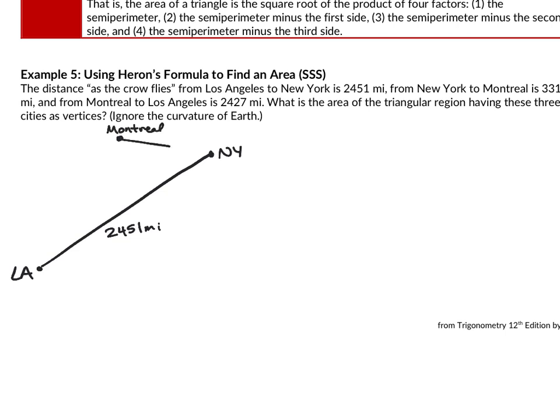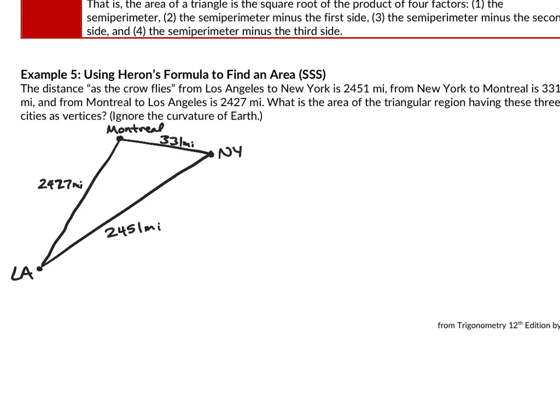What's the distance from Montreal to New York? 331 miles. And then if I'm flying straight from Montreal to LA, that's 2,427 miles. So here's my triangle. It's side, side, side. I want to find the area of this triangle.